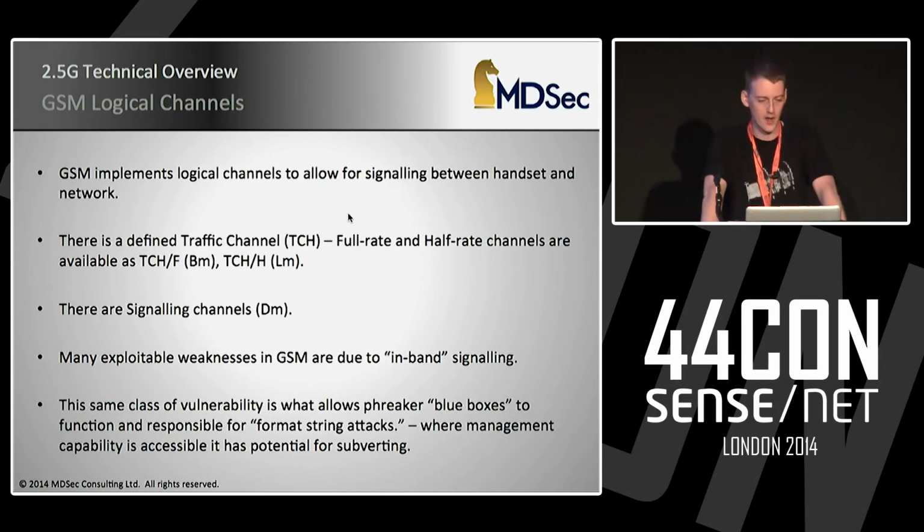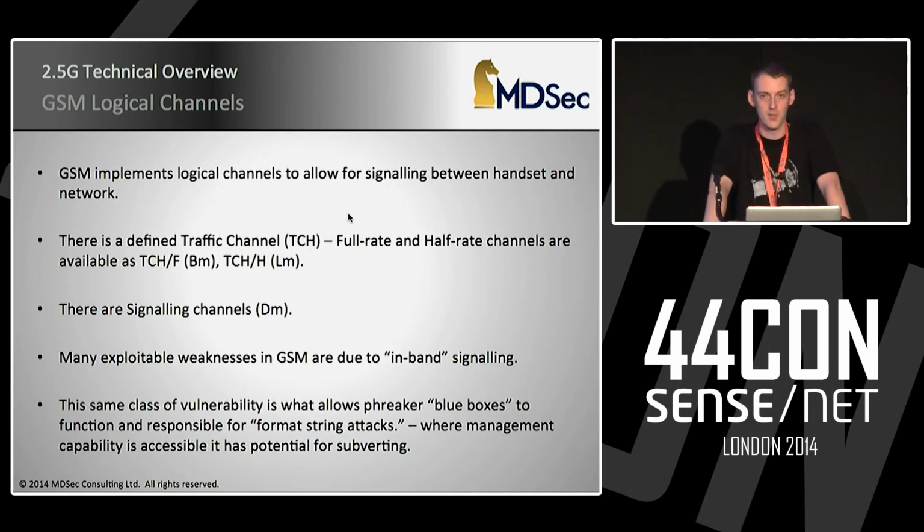GSM is divided into what's known as logical channels to allow for signaling between the handset and network. There's a defined traffic channel which has full rate and half rate channels available as traffic control channels, full rate and half rate, or Bm and Lm. There are also signaling channels known as Dm.